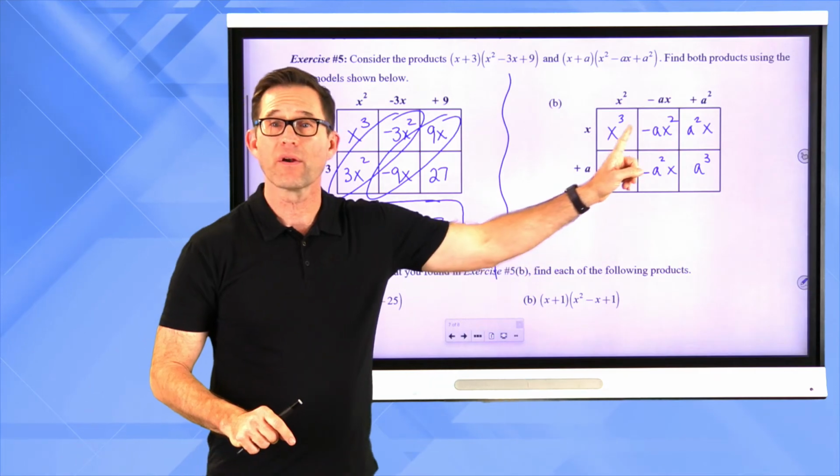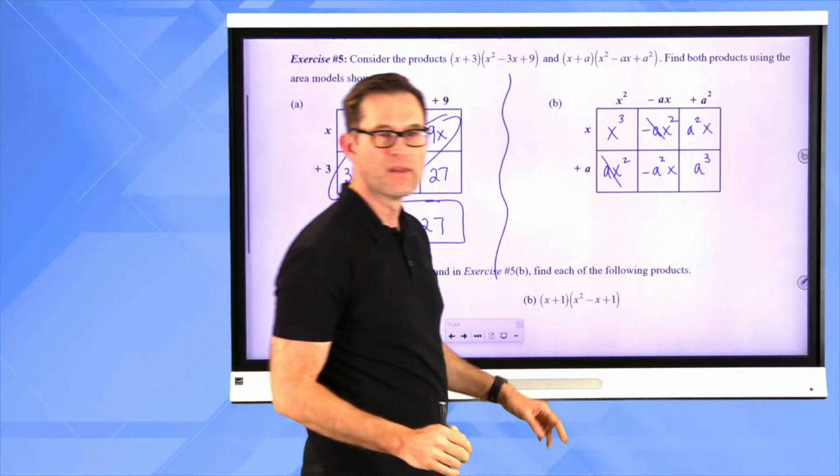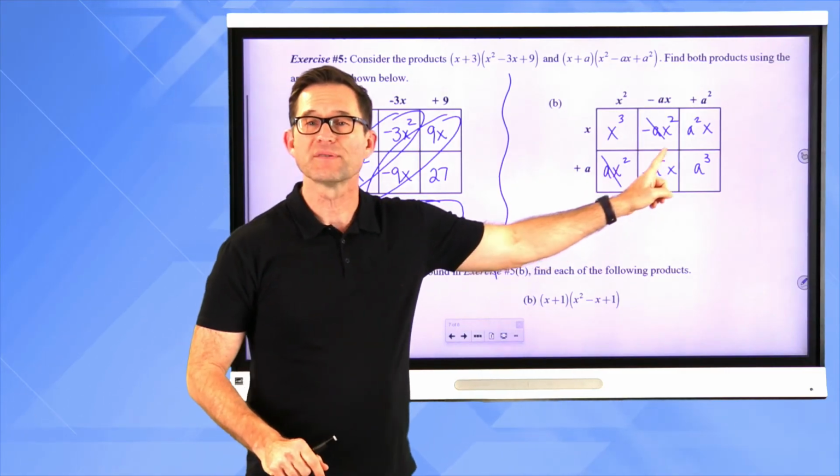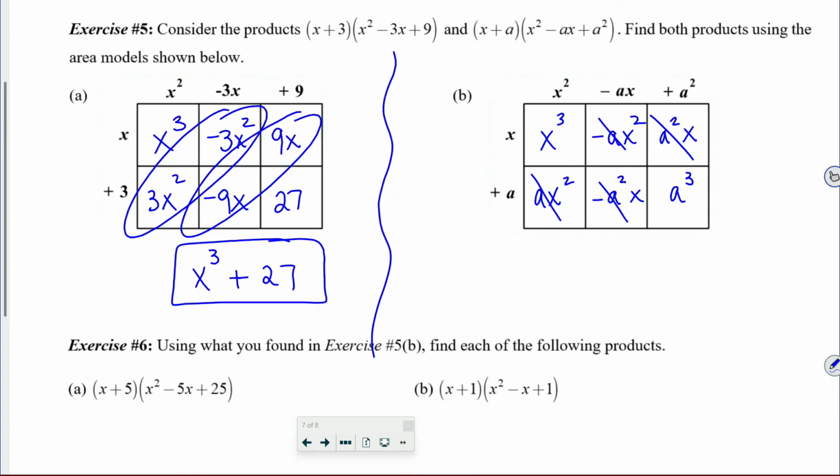Positive ax squared, negative ax squared. These two cancel. Negative a squared times x, positive a squared times x. These two cancel, and all I'm left with is x cubed plus a cubed.